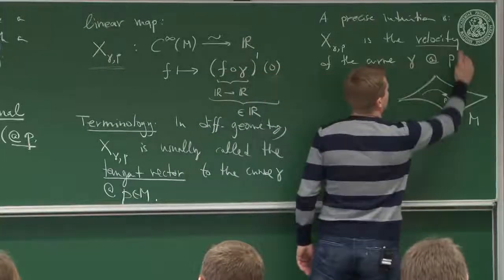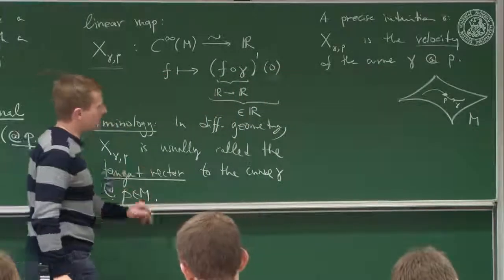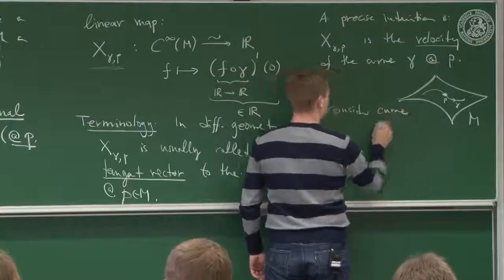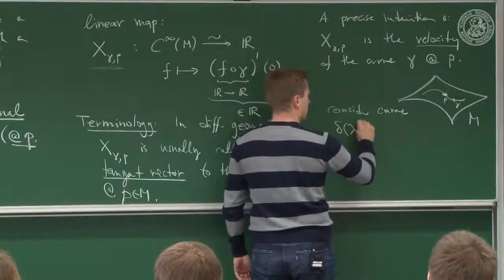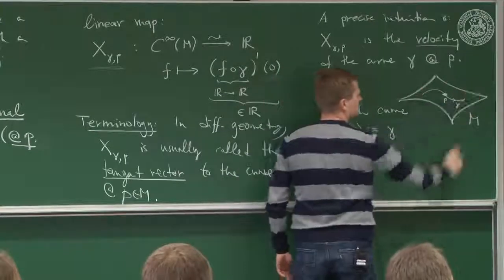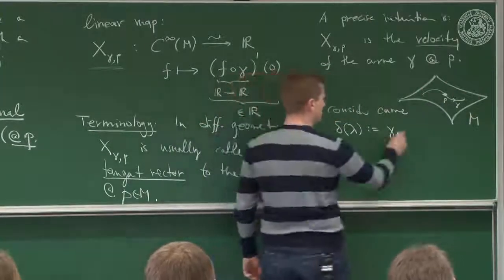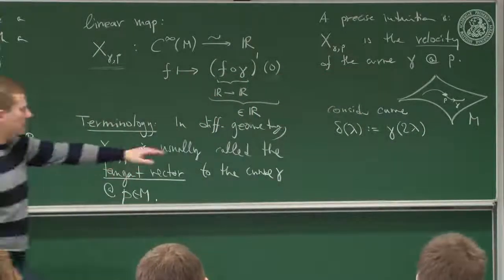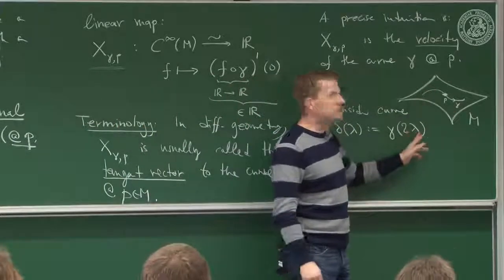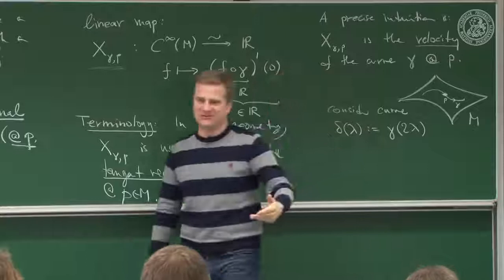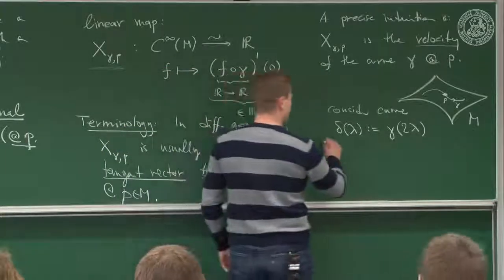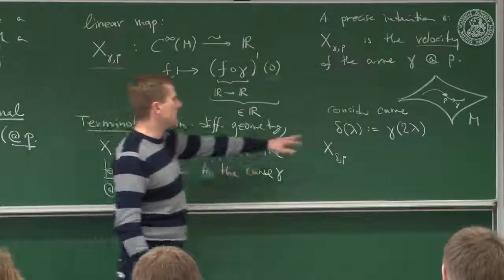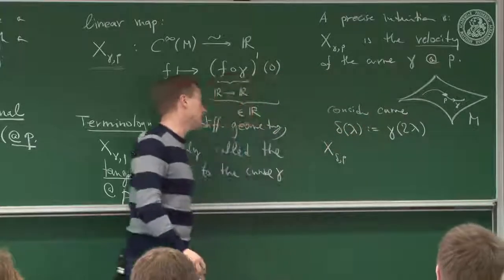Now, in order to provide some evidence of some consistency of this interpretation, you may consider the curve, let's call it delta, which runs exactly through the points to which gamma runs, but it does so at double the speed. So you multiply the parameter by a factor of 2, so you run through it double as fast. That's the intuition. Now, if you calculate what is x delta at the point P, so in particular at lambda equals 0, they both are at the point P.